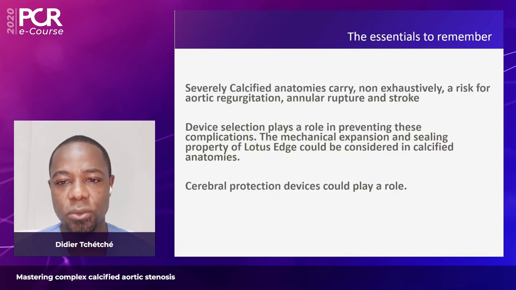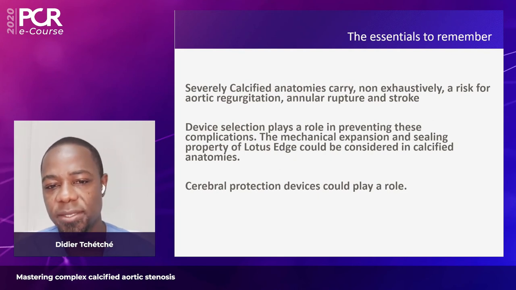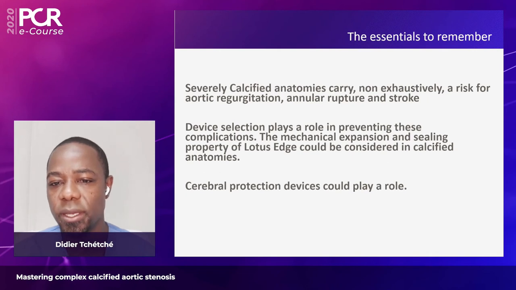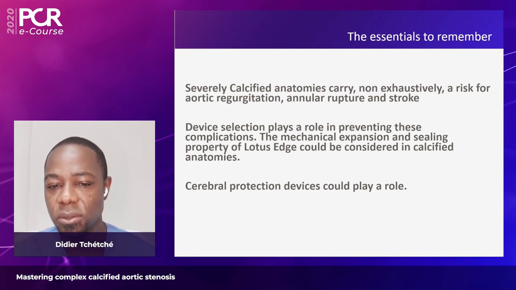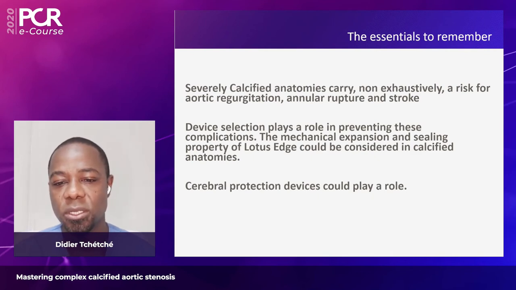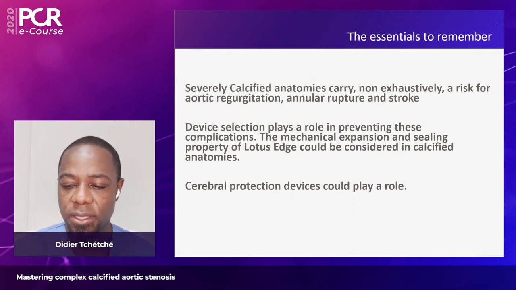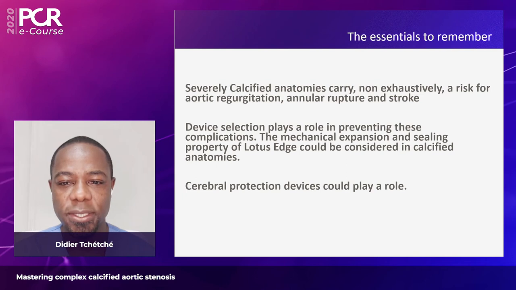So what are the essentials to remember? The first thing is that severely calcified anatomies naturally carry, non-exhaustively, a risk for aortic regurgitation, annular rupture and stroke. We've discussed that. Device selection clearly plays a role in preventing these complications, and the mechanical expansion and sealing properties of the Lotus Edge could be considered in highly calcified anatomies. Not the regular ones, but the most calcified ones could benefit from these properties. And cerebral protection devices, given the association of the calcium burden and location with stroke, may play a role in preventing that complication in highly calcified anatomies. So having said that, I'm handing over to you, Lars, for the discussion. Thank you.